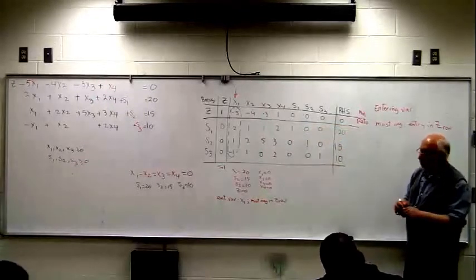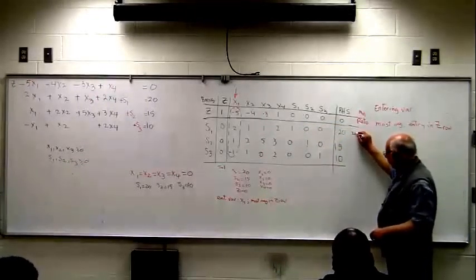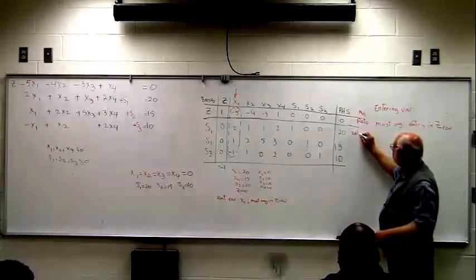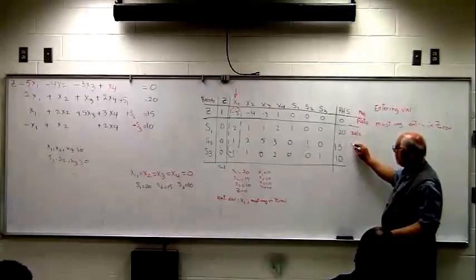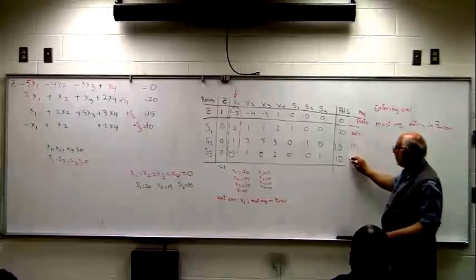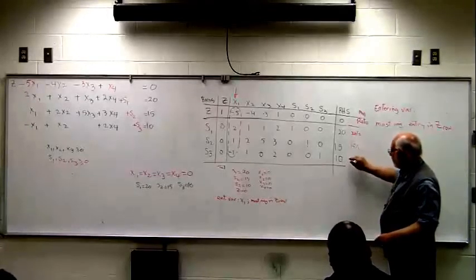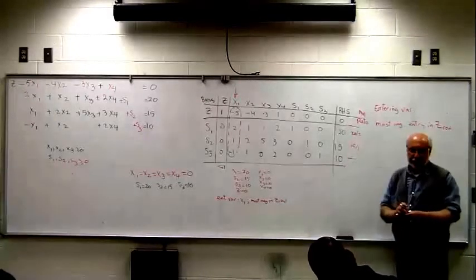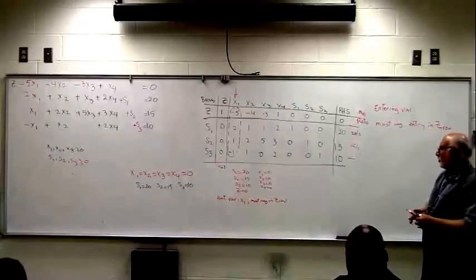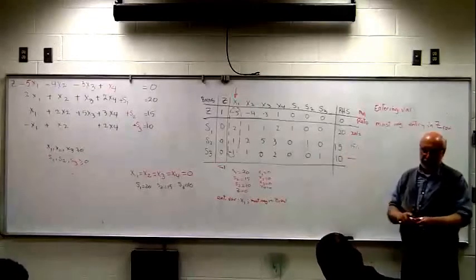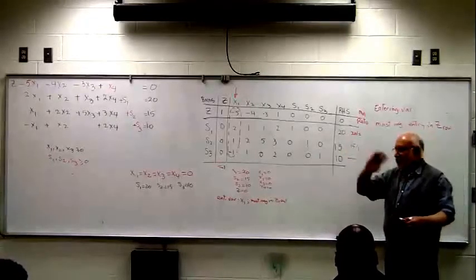I will find 20 over 2, 15 over 1, and I put a dash in here. So I'm not going to do that. I will not write 15 over negative 1. I would say, this is no problem.